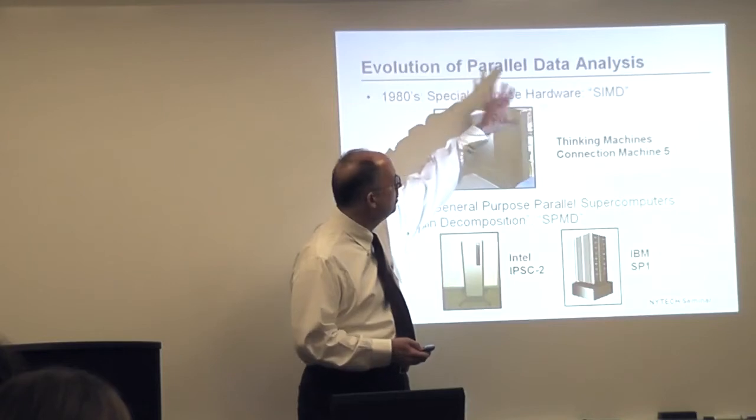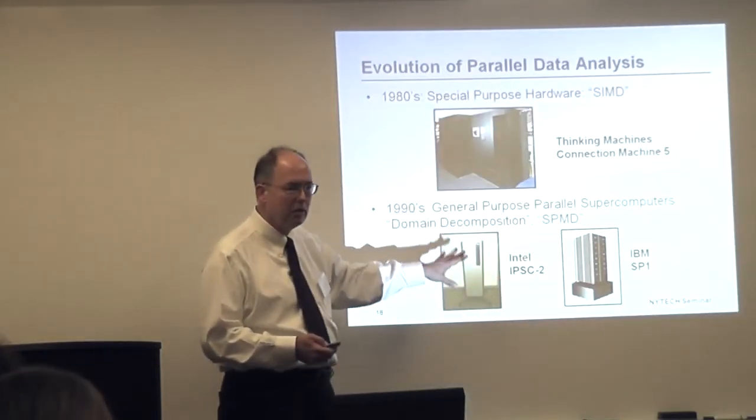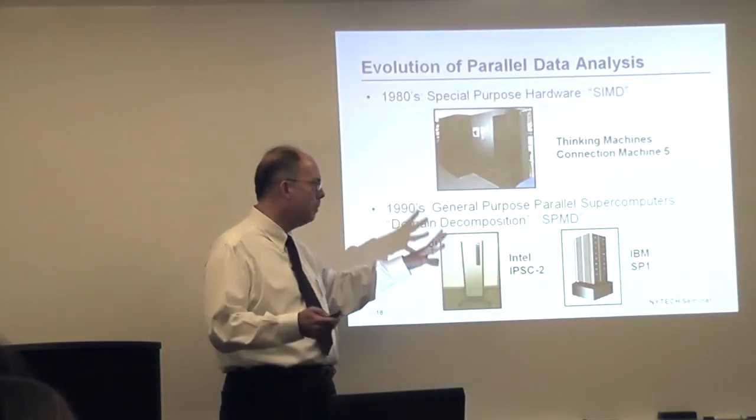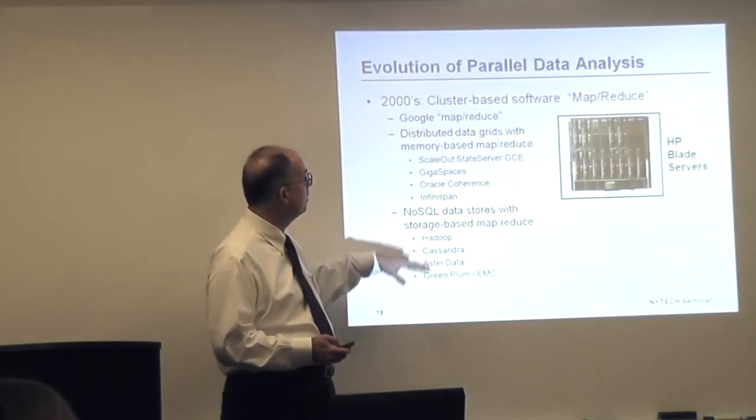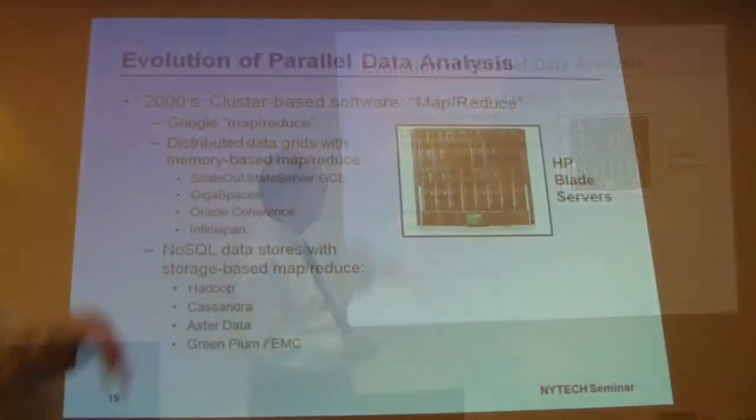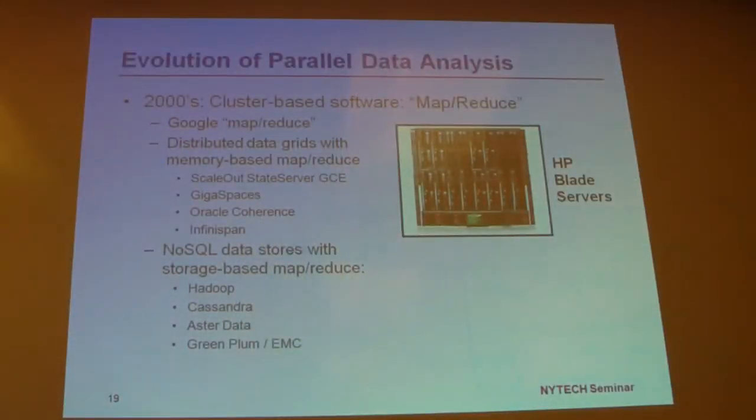So this term for parallel data analysis, which we now call MapReduce, has been around with other names for many years. Now, cluster computing became popular in the 90s and 2000s, and that's when we saw Google start to make the term MapReduce popular, and I'll talk about a specific MapReduce example in a minute. And this has been implemented by both distributed data grids and NoSQL stores, some commercial, some open source, and that's just an example of a cluster computer.